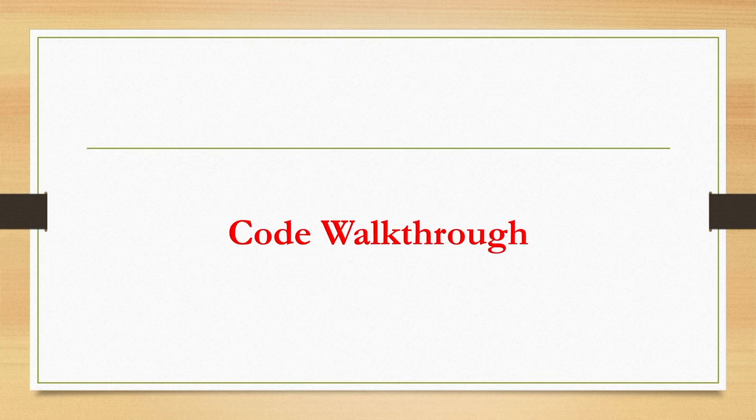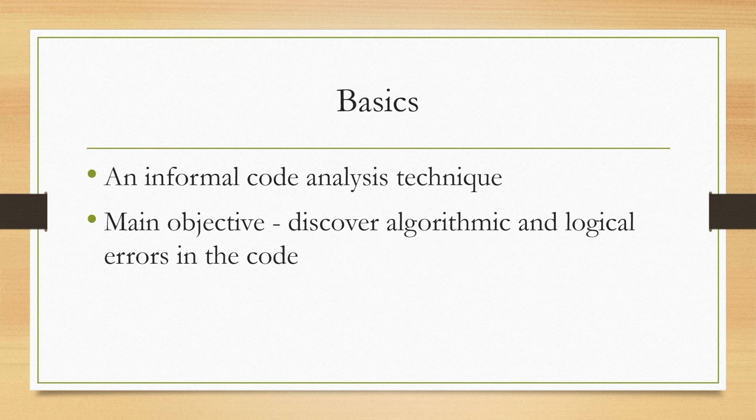Let us briefly try to understand the code walkthrough method, what we do and what we get at the end. So, code walkthrough is an informal method for analyzing the code. Here, the main objective is to discover algorithmic and logical errors in the code. Remember, we mentioned two error types. One is logical error, other one is violation of conventions or standards. In code walkthrough, our primary objective is to identify logical errors rather than the violation of standards. However, while performing walkthrough, it is also possible to check for violation of standards. That can be one of the minor objectives of code walkthrough.